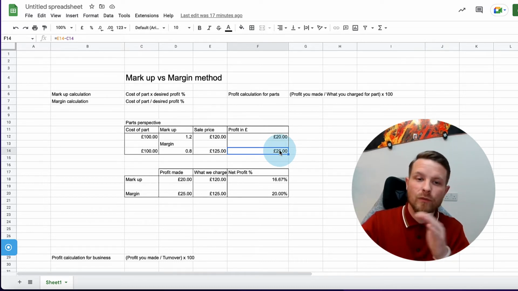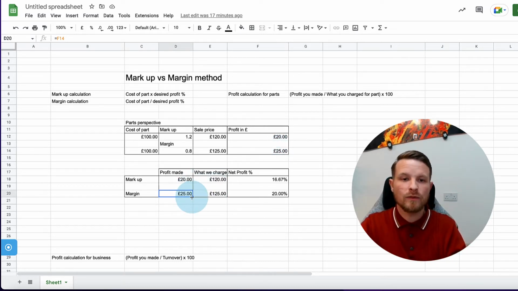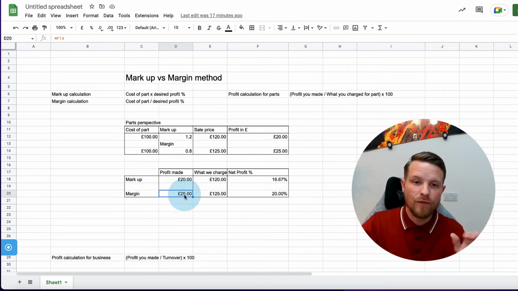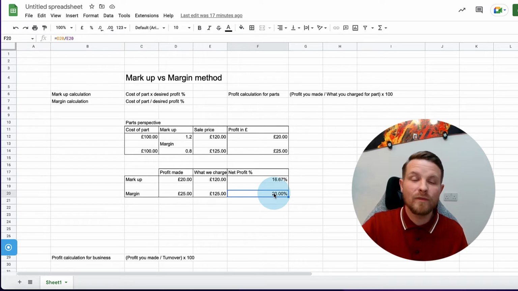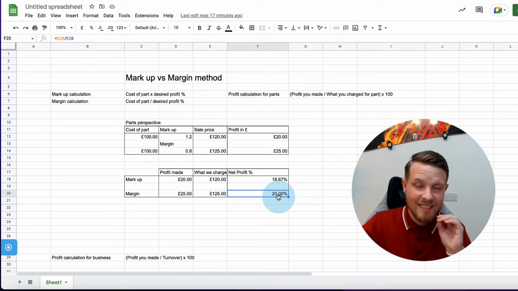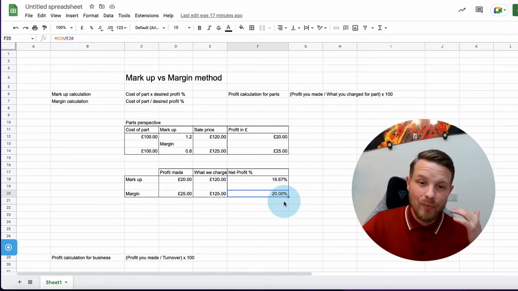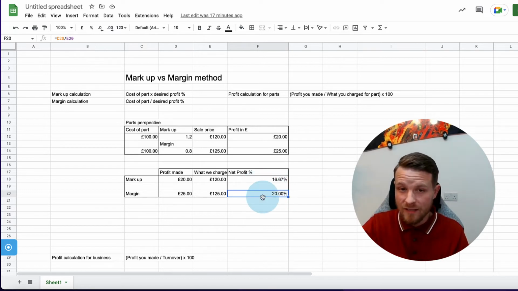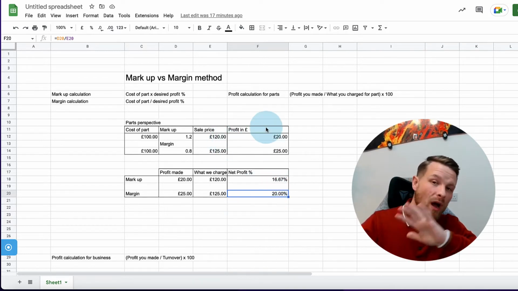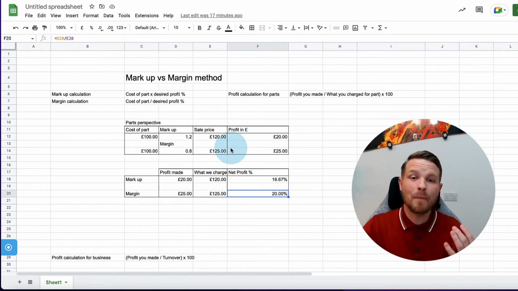When we look at that from the reverse engineered perspective, we've got our £25 profit made. We charge the customer 125, and there we go. Look, we made a net profit percentage of 20%. So this is a much more accurate way of calculating things to make sure that you actually hit that margin that you wanted.